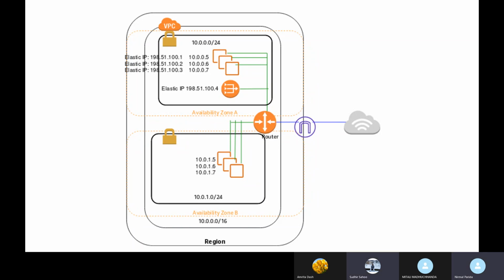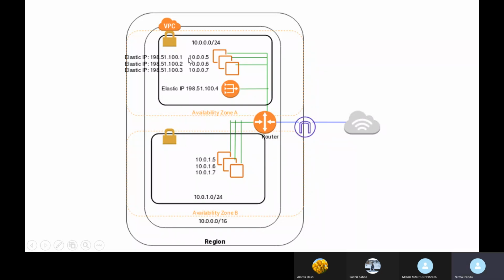So next is where the internet gateway comes in. See, this is the VPC, and in the VPC we have one subnet, and here another subnet, and the range is 10.0.0.0/24. That means we have three instances like 10.0.0.5, 6 and 7. Here also the same 5, 6, 7, and we have one elastic IP here, 198.51.100. This is a public IP, and this is the private IP.